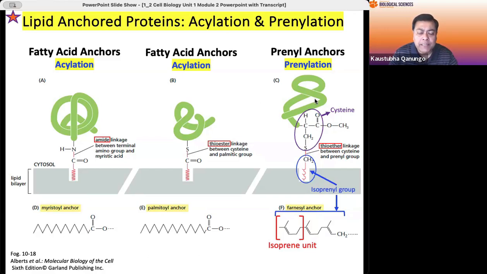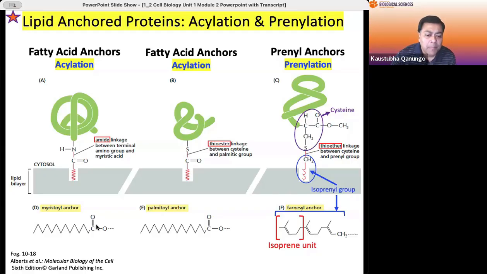Each one of them is a protein, and the proteins can be anchored on the membrane by help of a fatty acid. And the anchor can attach itself to the N-terminal. It can attach to anywhere in the middle of the protein, or in the C-terminal. That's the basic difference. Now, the second question is: what kind of anchor?